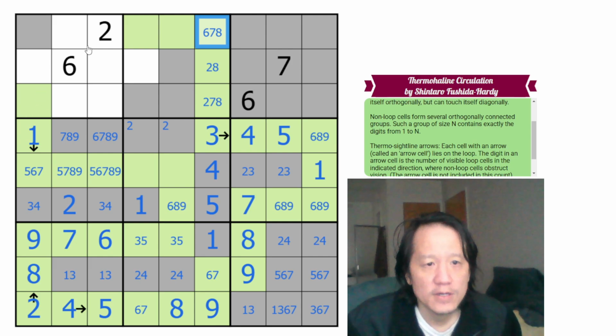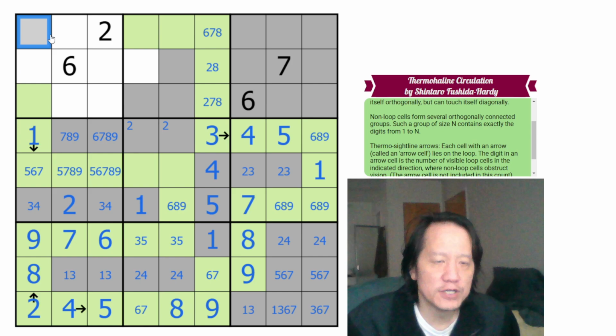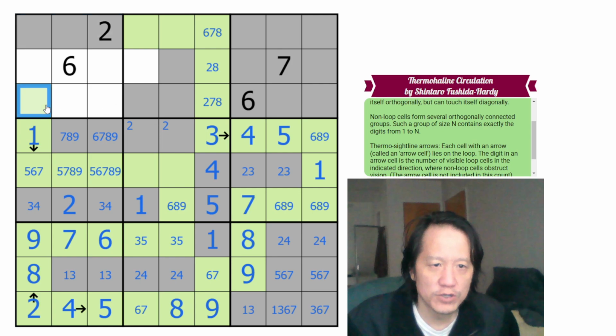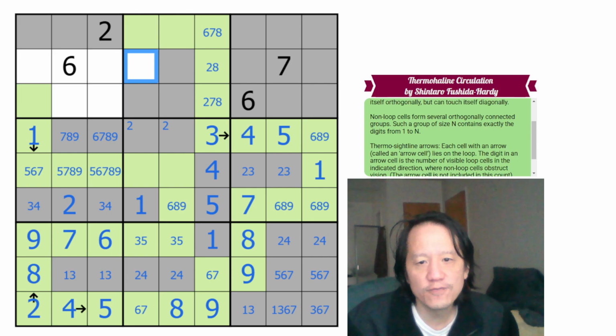Okay. We know this region here has to be at least of size 2. But the problem is then it requires a 2 to be in its region, or in its group. Therefore, this has to be part of the group, and therefore, it must go this way. We also know it needs a 1. Where's the 1? Well, it can't be... So therefore, this is part of the loop.